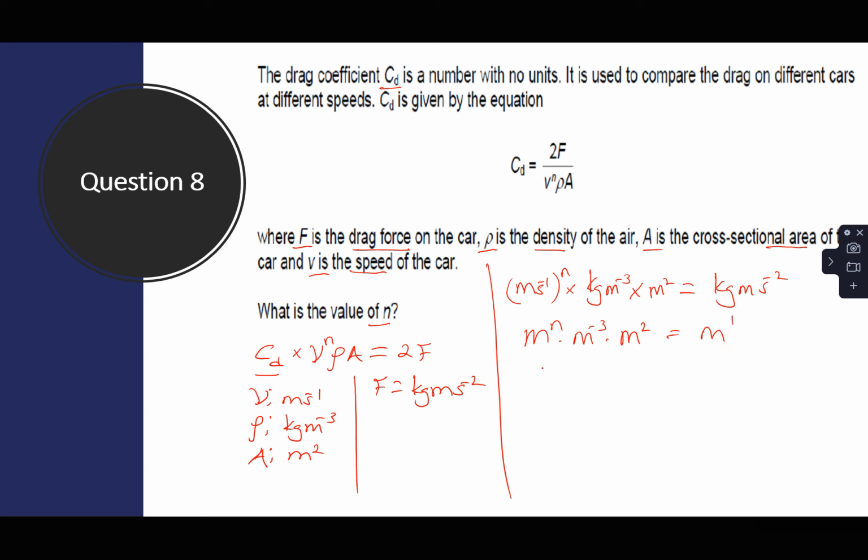We add the powers when we are multiplying quantities. So this becomes m power n plus negative 3 plus 2 is equal to m power 1. So this is m power n minus 1, which is equal to m power 1. So we equate the powers, n minus 1 is equal to 1, which means that n is equal to 2. So the value of n required is actually 2. We have used the homogeneity. We have just equated the base units on both sides of the equation. Okay, let's move to the next question. I hope that one is home and dry.